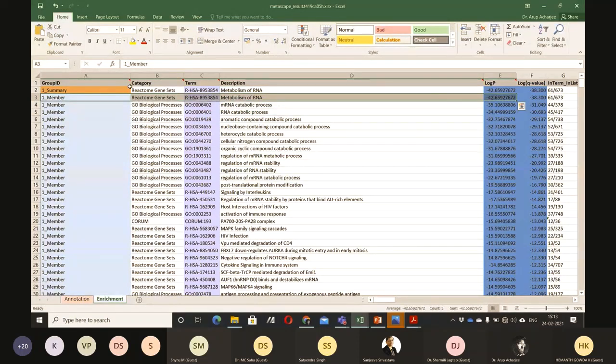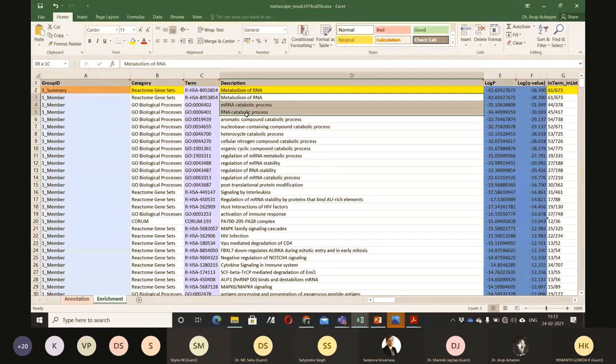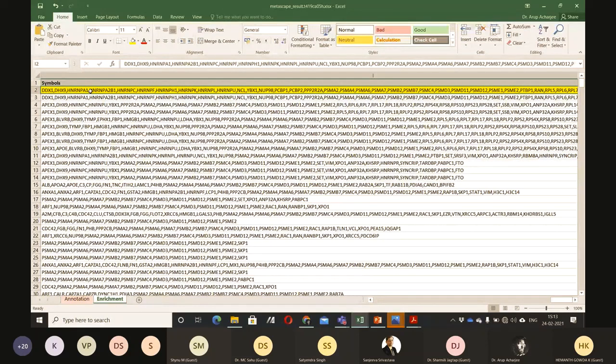So this is my summary pathway, metabolism of RNA, and under that there are multiple Reactome pathways and gene ontology pathways like mRNA catabolic process, RNA catabolic process, cellular nitrogen compound catabolic process, and which are the genes that are mapping. You will get an idea of that as well. So these are the genes that are forming a part of this.